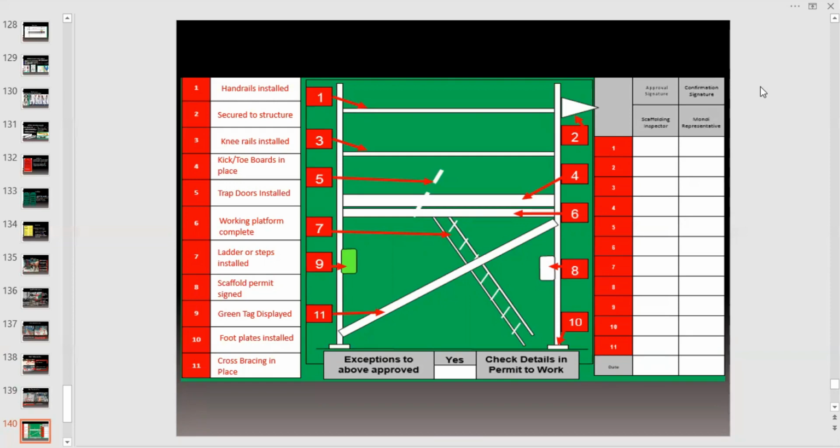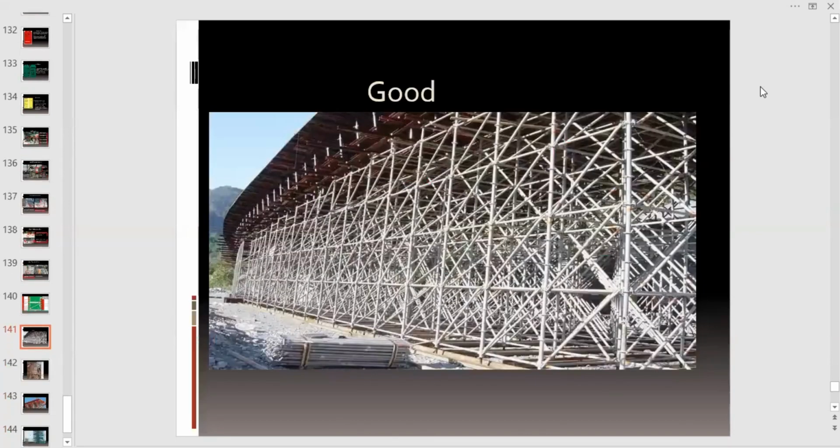Ladder or step ladders installed or not. Scaffolding permit signed or not. Scaff tags, green tag displayed or not. Foot plates installed or not. Cross bracing in place or not. If you check these 11 points, it is easier for you to understand whether the scaffolding erection is safe or not. Have a look.